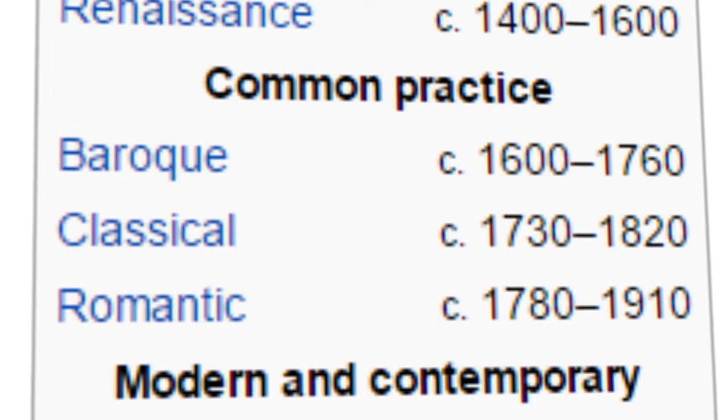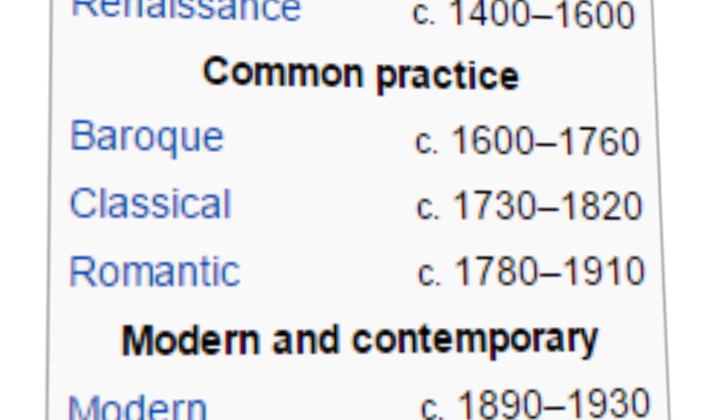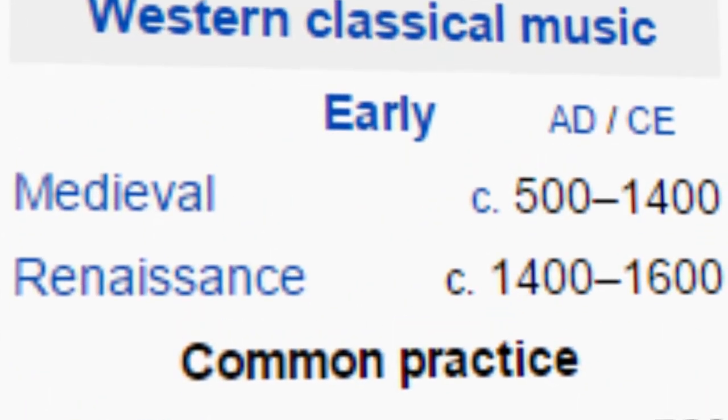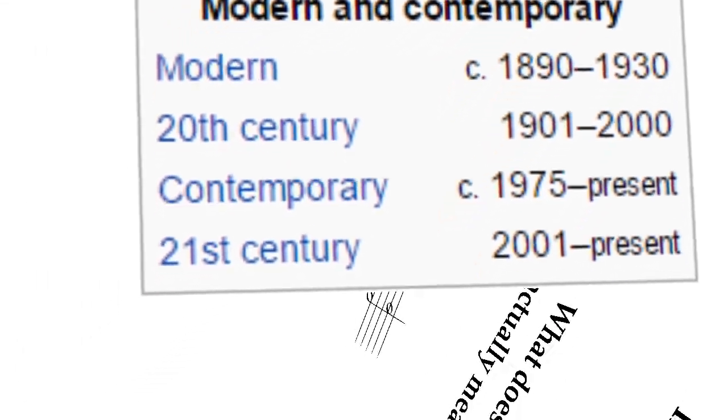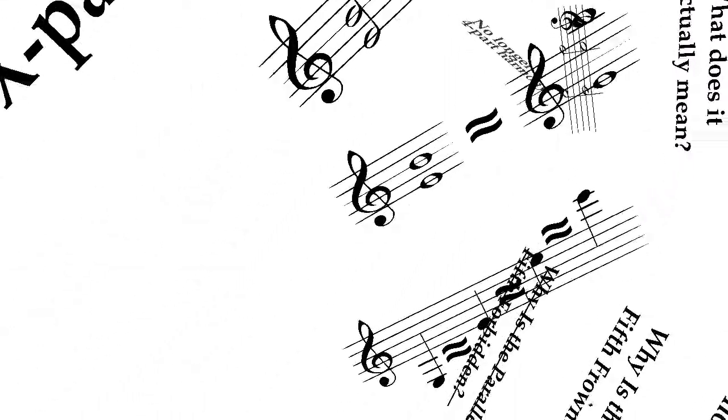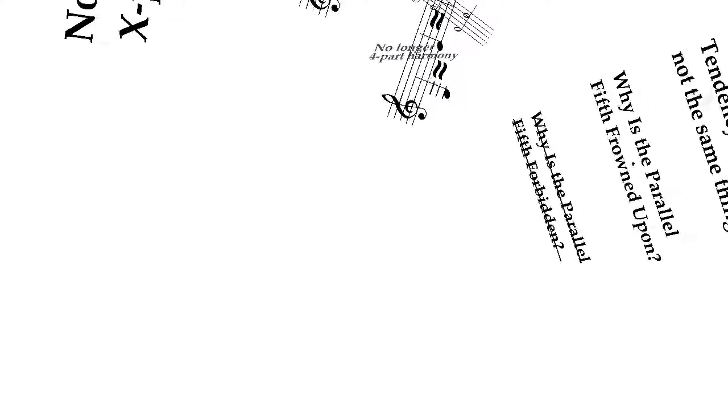Keep in mind that this only applies to classical, or common practice harmony. In early and modern music, parallel fifths happen all the time, and that is completely fine, since it is the tendency of those particular styles.